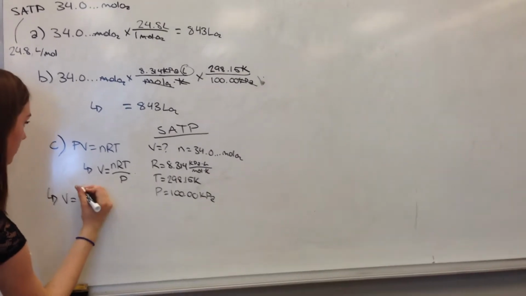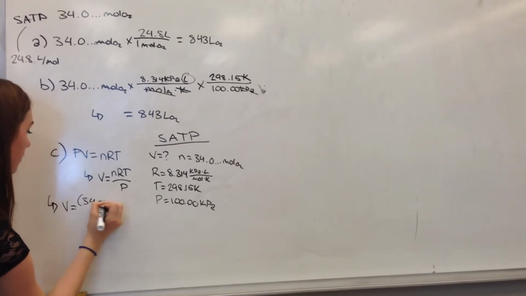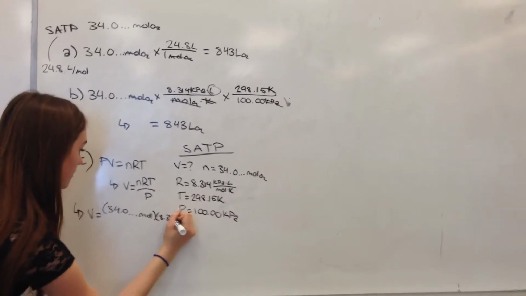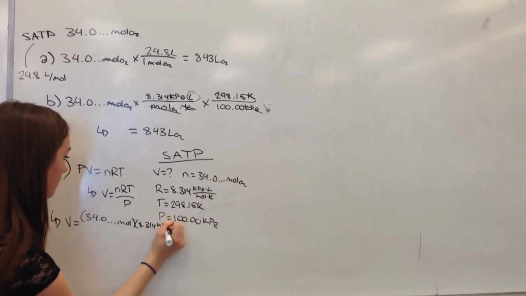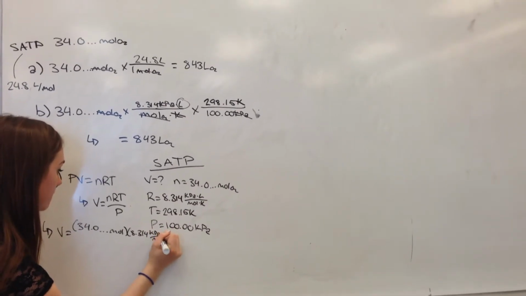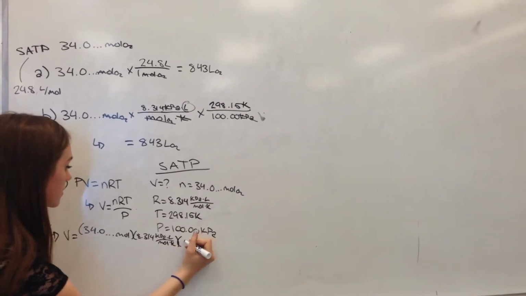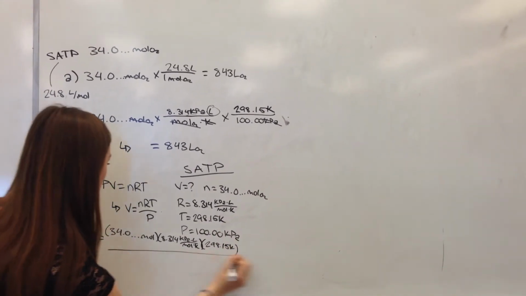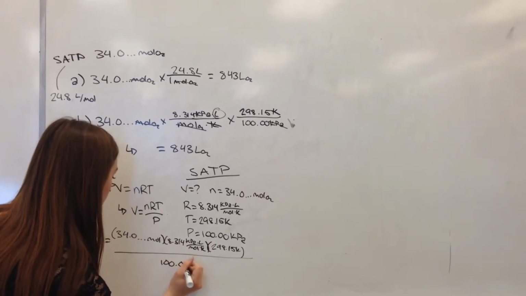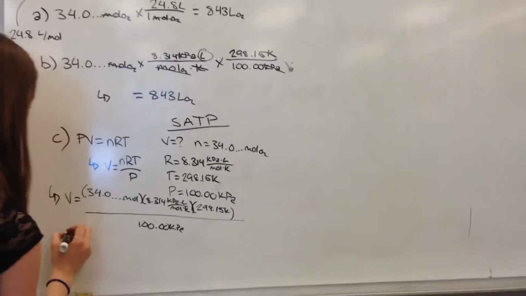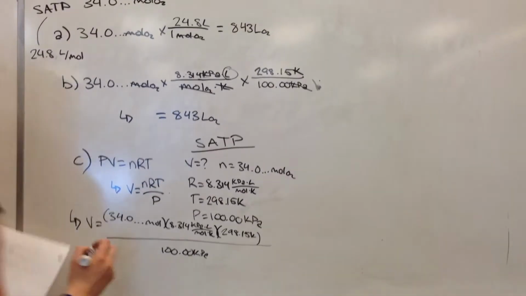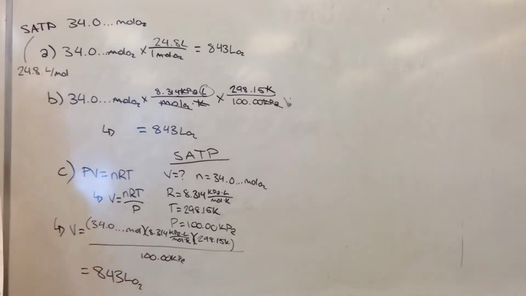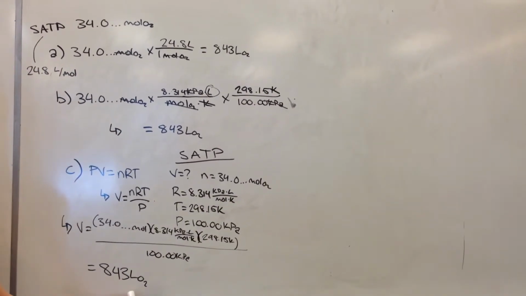So then for that, we just put it into the formula. So V equals number of moles times ideal gas constant times temperature, all divided by pressure. So, that gives us the answer of 843 liters of oxygen. So that's the first example.